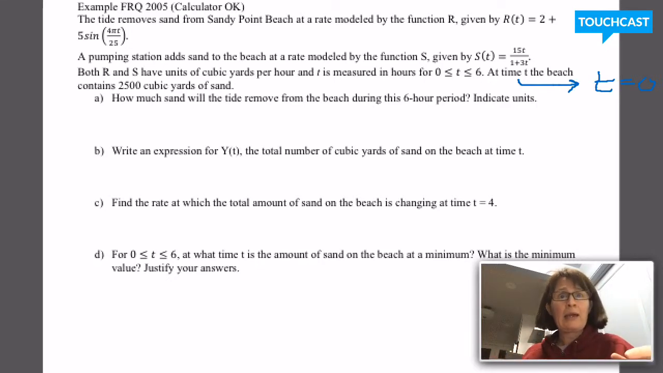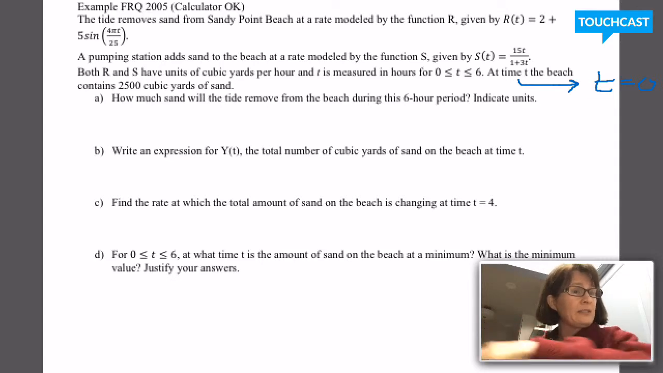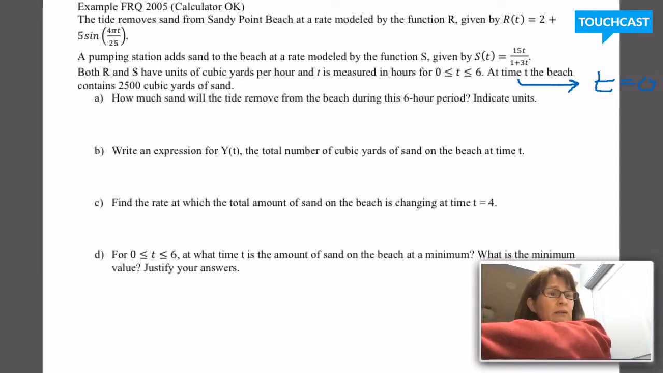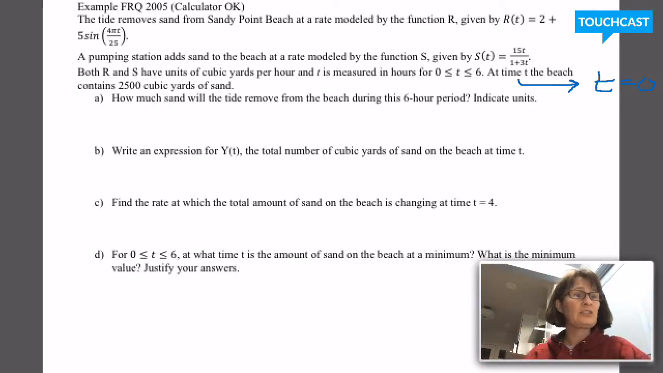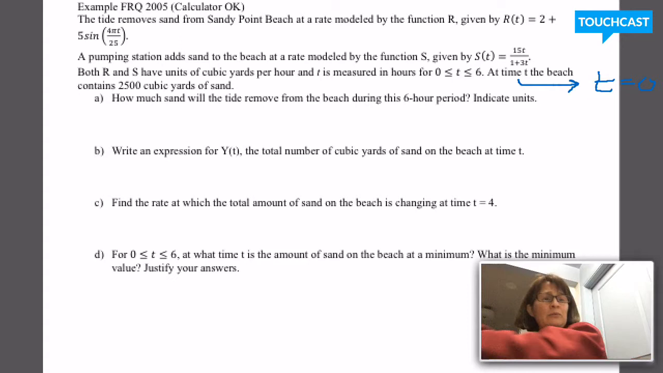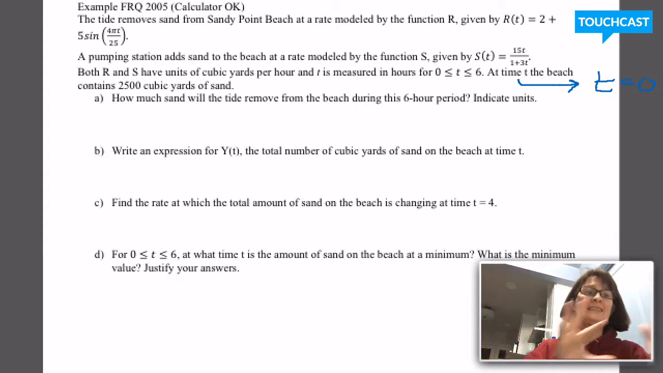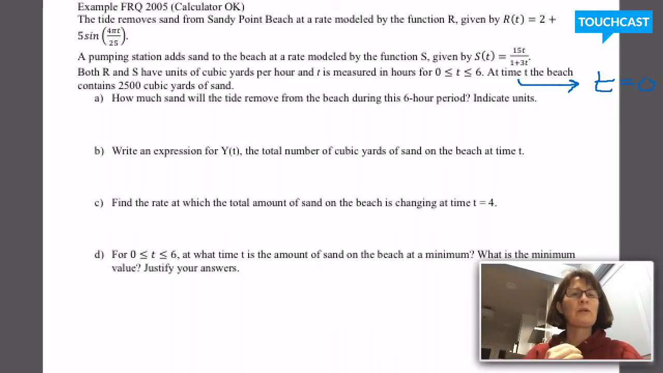Something happens to make some sand go away. In this case, the tide is taking some of the sand away. And then there's something else making more sand come in. In this case, we have a pumping station whose job is to add more sand to the beach. So we have the sand we started with, the tide taking sand away, and the pumping station adding sand in. We're going to get asked all kinds of questions about when the amount of sand is a maximum, how fast the amount of sand is changing. So we're going to practice here, and it's going to be the integral that we can use to help us answer all of these questions.